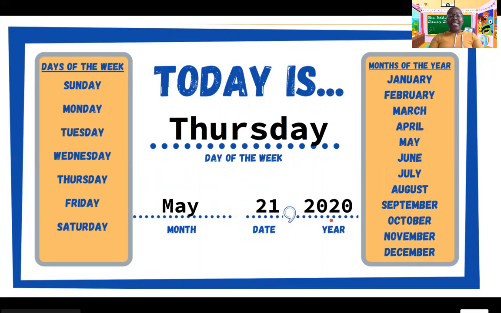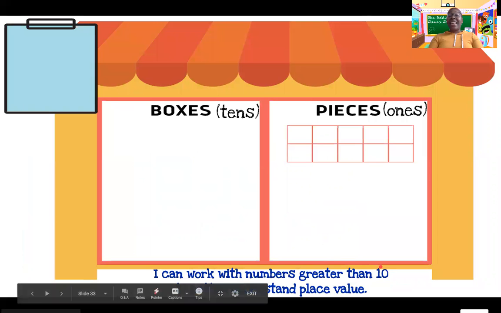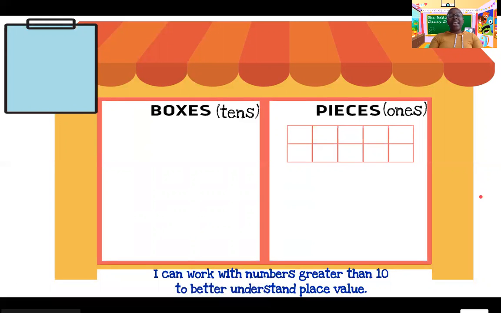Great job, guys. All right, littles, it's your turn. Remember, all this week, we have been working with numbers greater than 10 to have a better understanding of place value. And all week, you've been helping me in Mrs. Udoh's candy shop. A couple of reminders. Remember, in Mrs. Udoh's candy shop, we can either buy our candy by the box or by the piece.